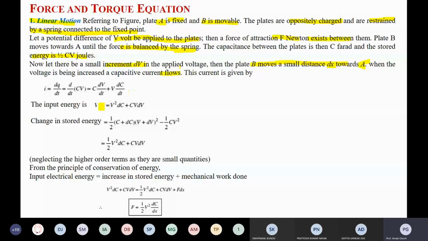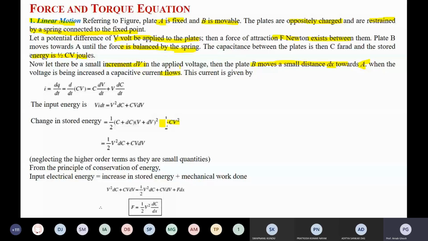So for the input energy, you multiply by dt, that is V i dt, which is V times the current. So it comes to V i dt equals V square dC plus CV dV. The change of the stored energy is half (C plus dC) multiplied by (V plus dV) square minus half CV square. So finally the change in stored energy is half V square dC plus CV dV.